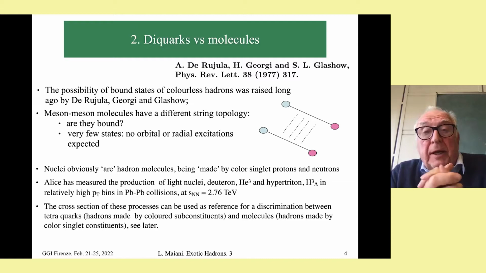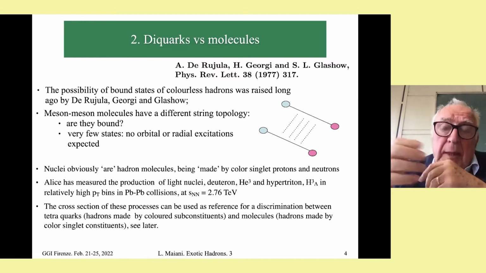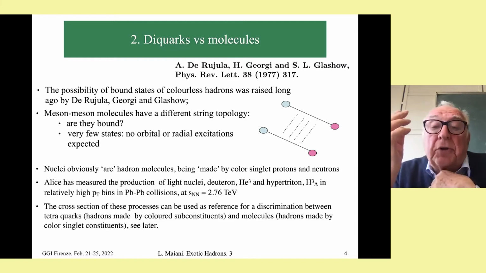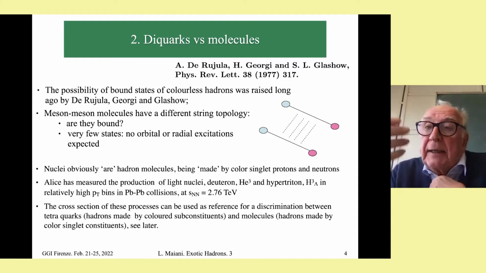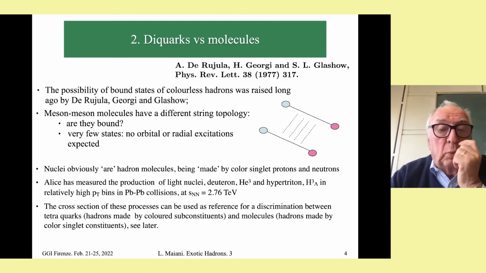In this case, you have two colored singlets, but joined by the exchange of a colorless object, like pions, two pions, three pions, whatever, okay? And in this case, the topology is very different. The two things are not bound by color strings that tend to confine this object, but they are bound by strings that can be broken without creating new pairs. And you expect very few states, no orbital or radial excitations. I think this is a very important thing to remember.